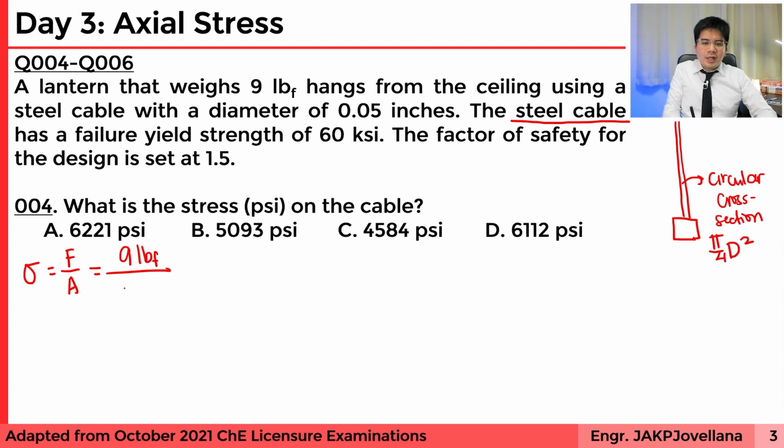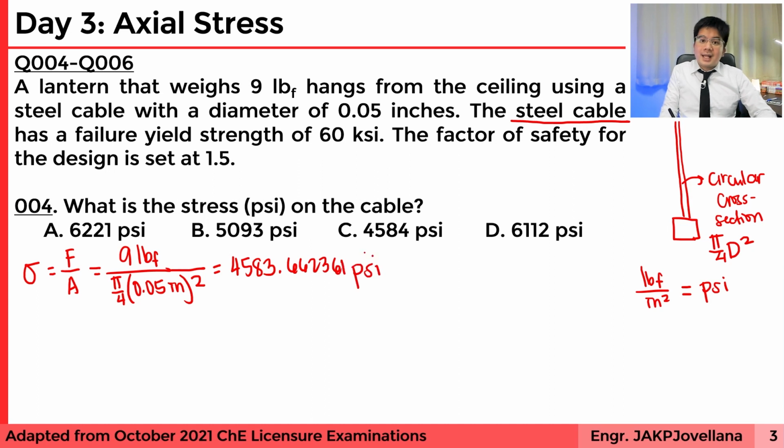So our cross-sectional area is pi over 4 d squared, where the diameter is in inches, 0.05 inch, quantity squared. So we will have a unit of pound-force per square inch, and this is equivalent to PSI. So 9 pound-force divided by pi over 4 times 0.05 inches squared, we can have 4583.662361 PSI. So from the choices, this is letter C, 4584 PSI.